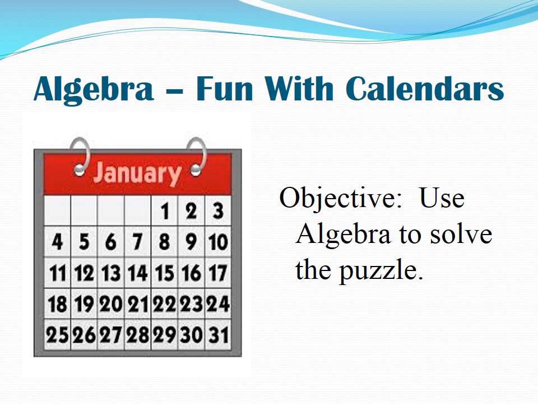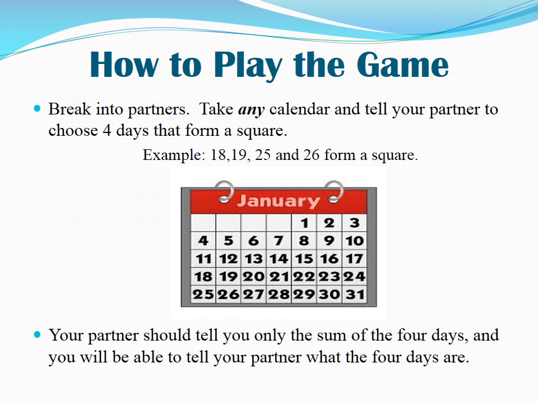Today we will be playing a little game where we use algebra to solve a puzzle. After we go over how to play the game, you will be breaking into partners. Then you will take any calendar and ask your partner to choose any 4 days on the calendar that form a square. For our example, we will be using the numbers 18, 19, 25, and 26.